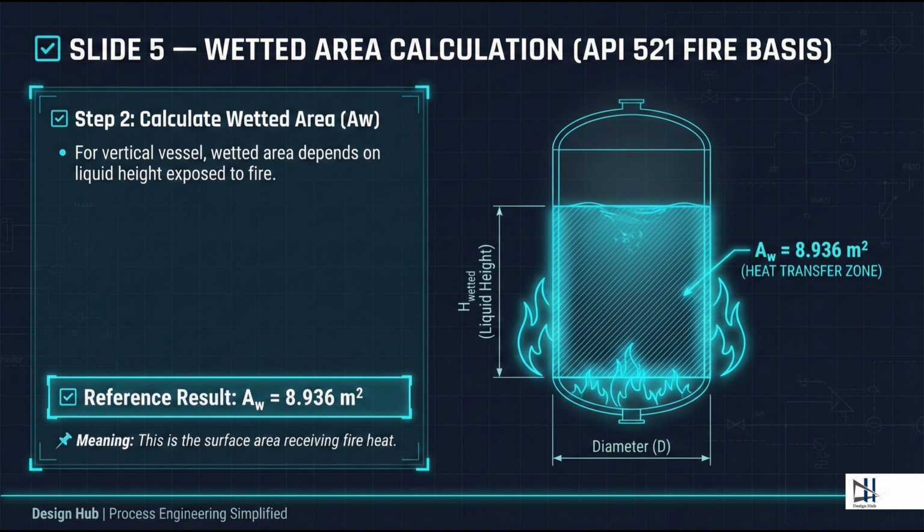Next step is very important, wetted area calculation. Wetted area means a vessel's surface area that is covered by liquid and exposed to fire. Only this portion receives heat from fire and creates vapor. Based on vessel diameter and liquid height, the wetted area calculated is 8.936 square meters.